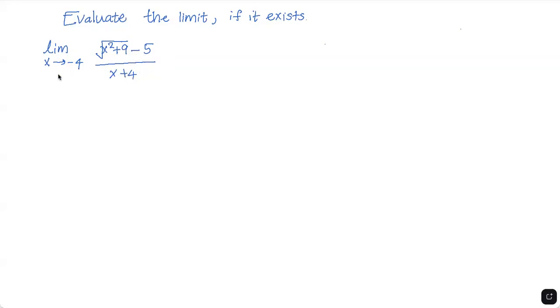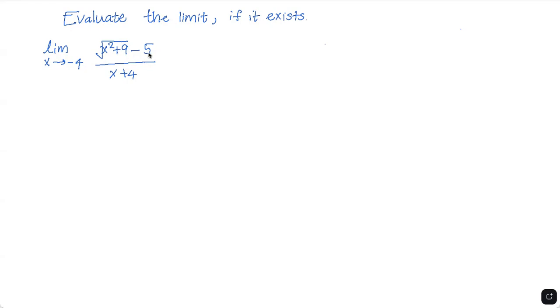So in this case, if you look at the limit x goes to -4, look at the denominator. At x equals -4, -4 plus 4 is 0. So in this situation, your denominator equals 0. So you have to do something before you find the limit. So look at the numerator. Here you have square root of x square plus 9 minus 5.